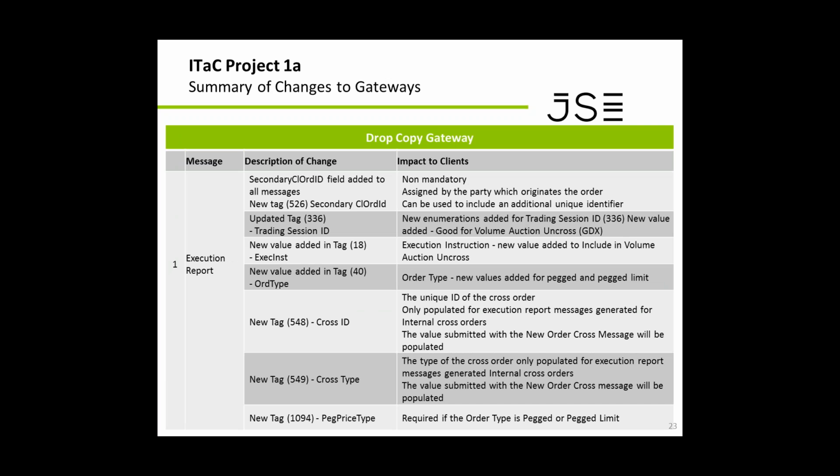Then we'll be updating the trading session ID for that particular tag for the new enumerations that we'll be adding for volume on cross for GDX, and then as well as the new value in the tags for execution instruction once again. And we'll be adding new values for the order type as well as cross ID and cross type to cater for the new functionality. Also for the peg price type.